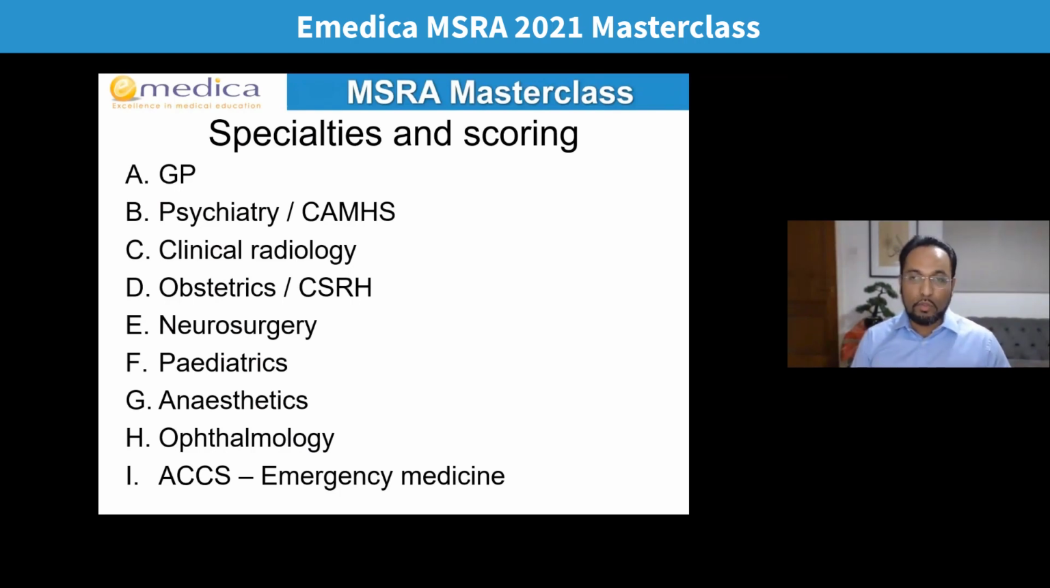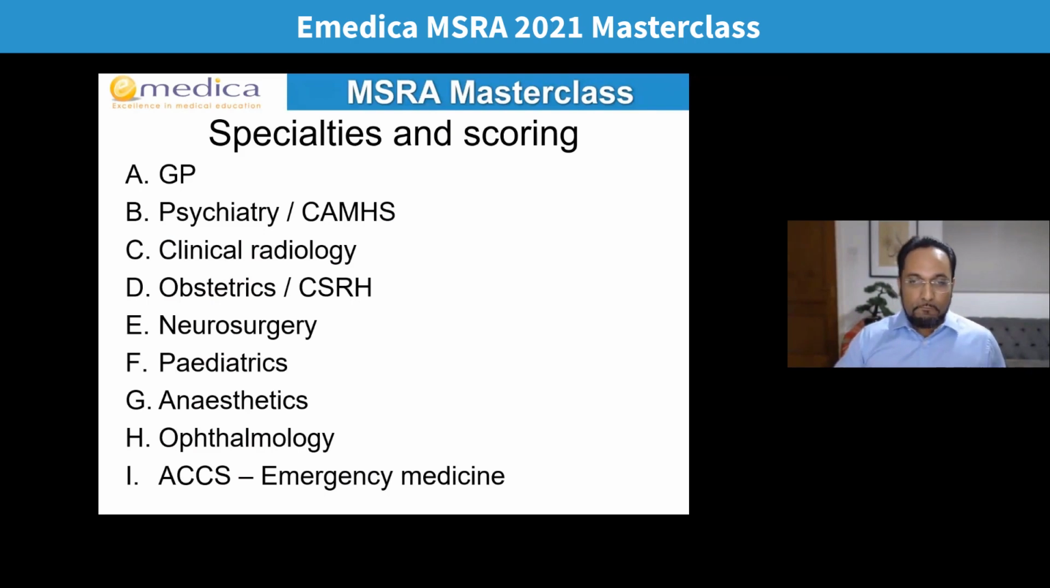Now, why is it called the Multi Specialty Recruitment Assessment? Because so many different specialties use it. So if I just close the poll, what I can see is that the most popular specialty amongst people that joined today, nearly half of you have applied to GP, maybe as one of your specialties. A lot of people apply to more than one. After that, really popular ones are Anaesthetics, Radiology, Obstetrics, CSRH, Psychiatry, and then slightly fewer people, ACCS Emergency Medicine, Peds, Neurosurgery, very few, but there are very few jobs for Neurosurgery.